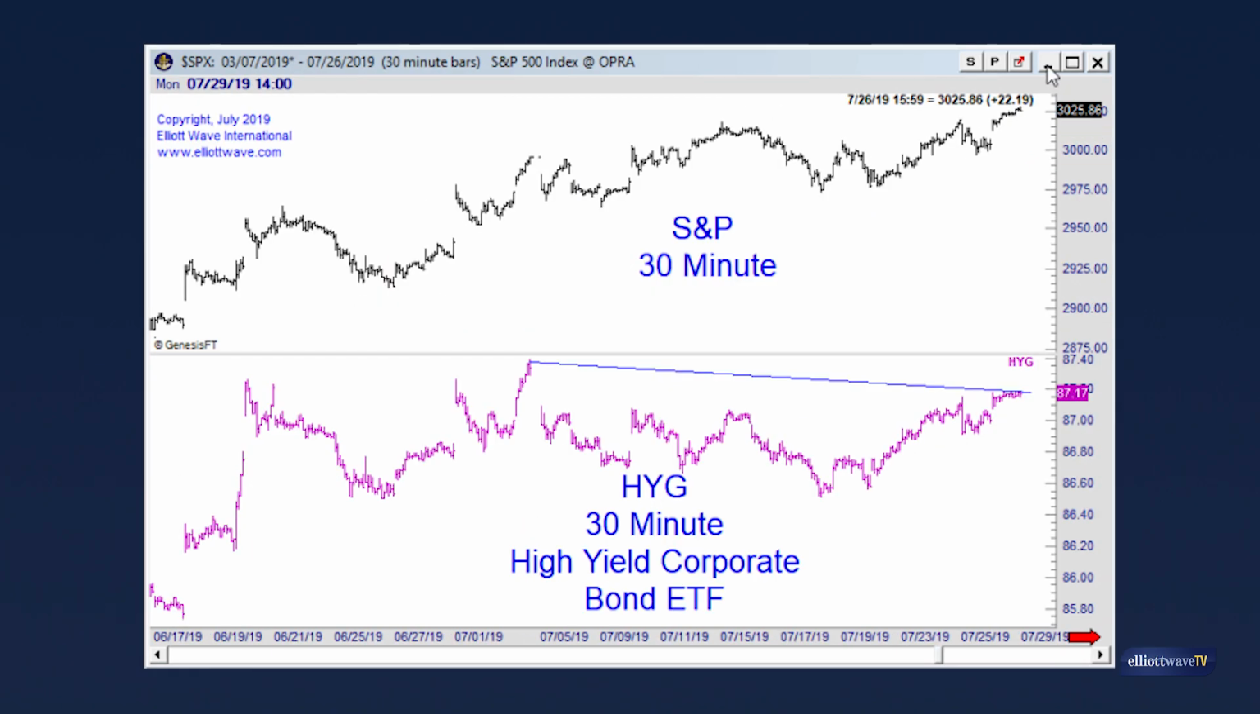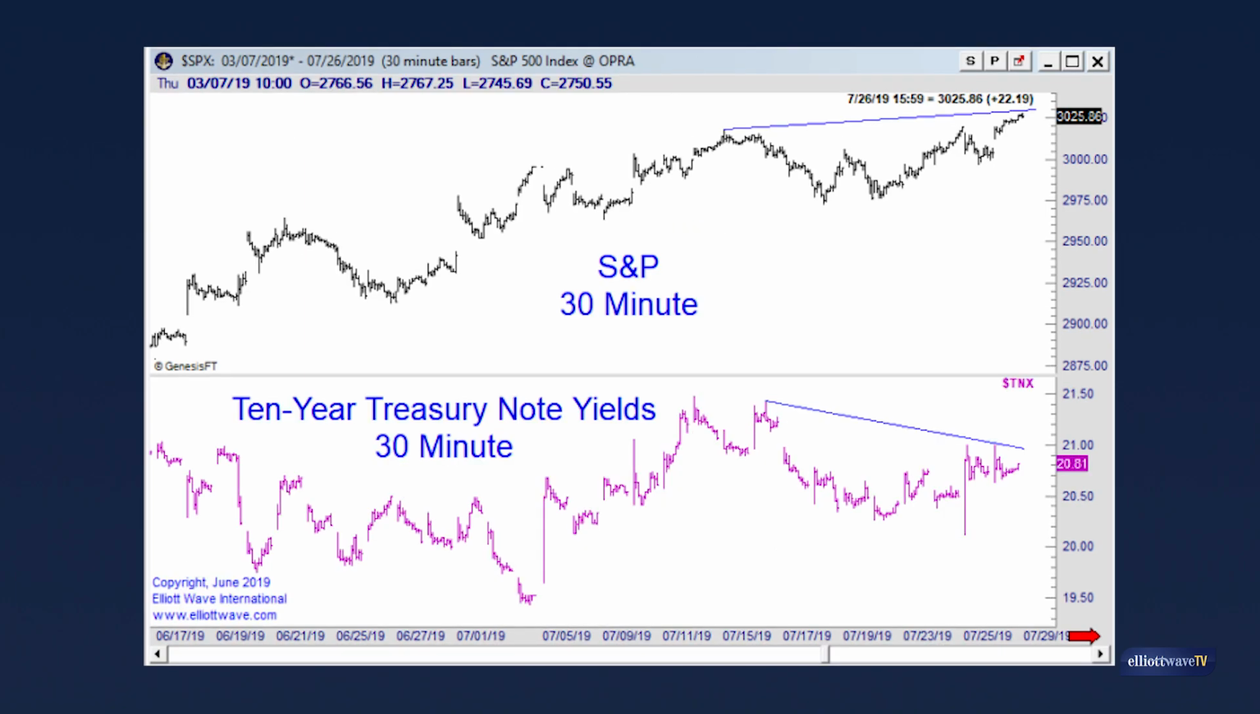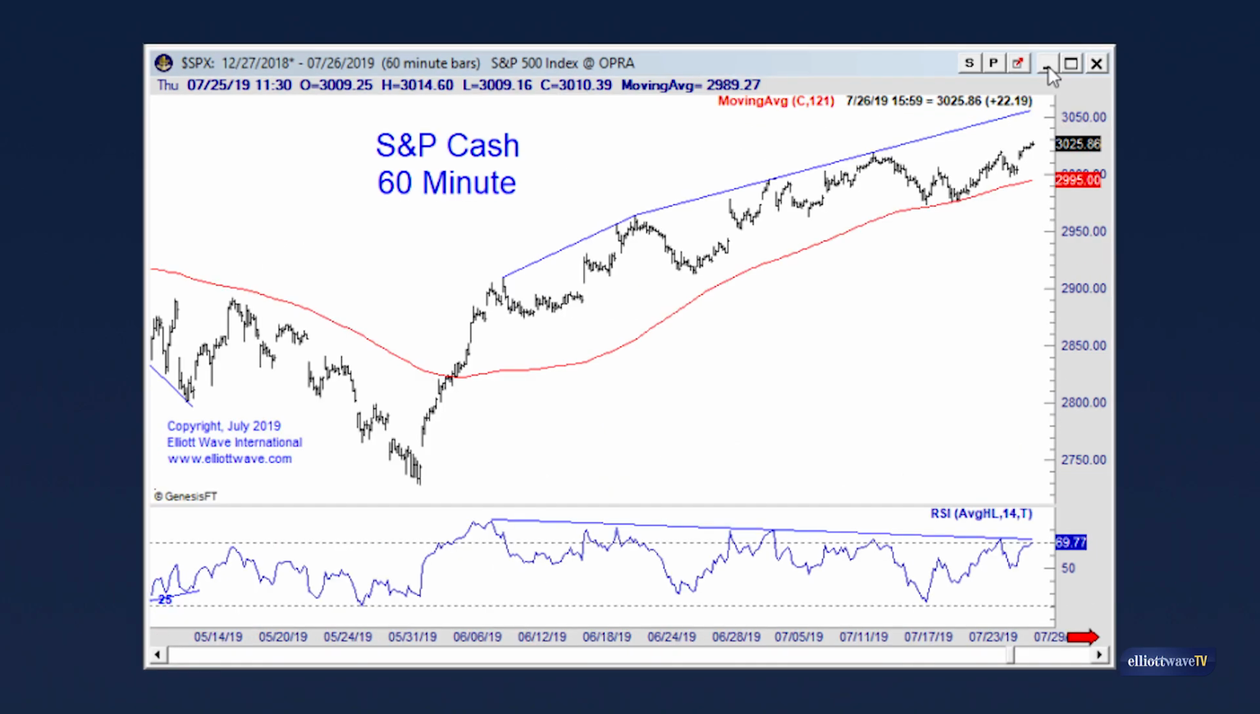Two components of the correlation index are the junk bond ETF HYG and the 10-year U.S. Treasury note yields. These two charts show bearish divergences that were registered as the S&P made its high for the year. Another simple tool that's widely available is the relative strength index. When it makes lower highs while the market makes new highs, it suggests a weakening underlying trend.